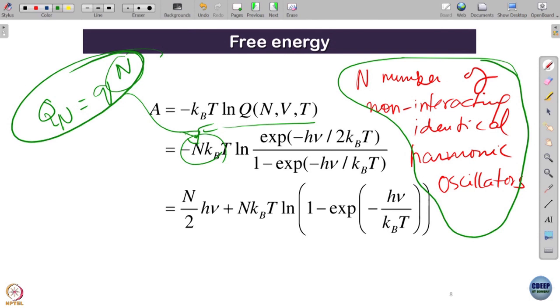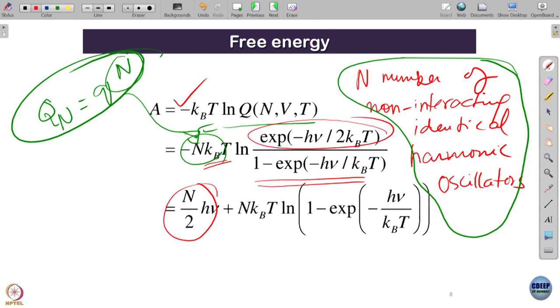So now I will go back to theta vibration again. So free energy now is, I can do something more. Remember that we have to keep track of this minus. This part has two parts, the numerator part and the denominator part. In the numerator part, ln of exponential e to the power minus x is minus x. So h nu comes out, minus and minus becomes plus, and the kBT in the denominator cancels this kBT, I get N by 2 h nu.